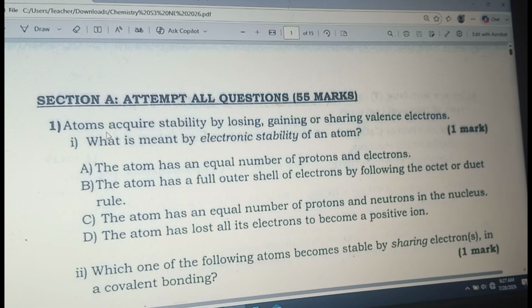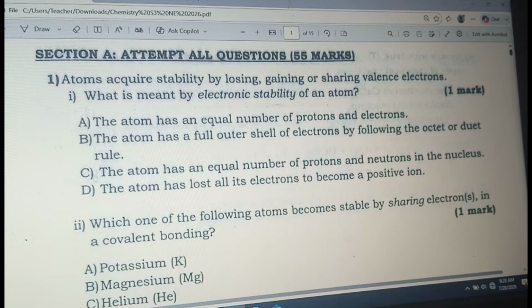Question 1. Atoms acquire stability by losing, gaining, or sharing valence electrons. I.1. What is meant by electronic stability of an atom? A. The atom has an equal number of protons and electrons. No. Yes, every atom has an equal number of protons and electrons, but this does not mean electronic stability.